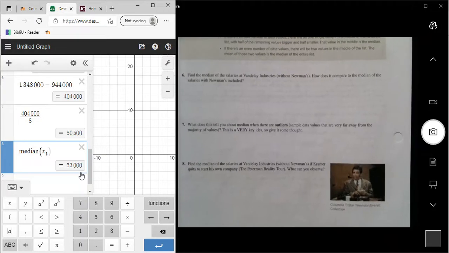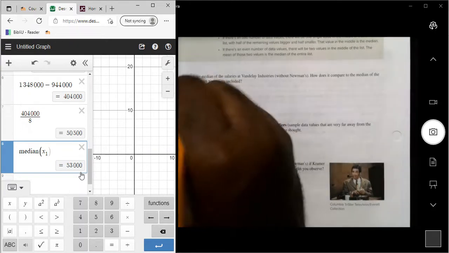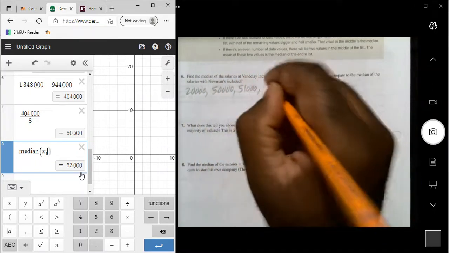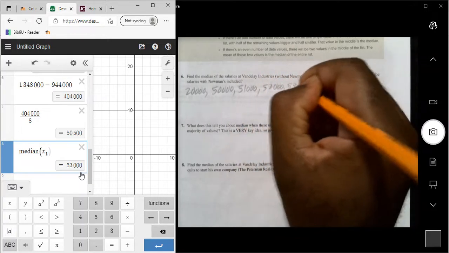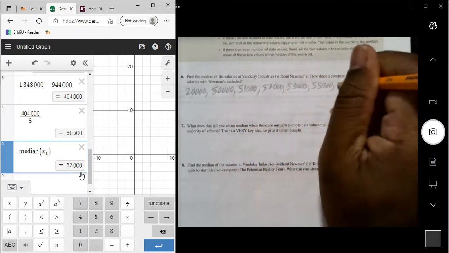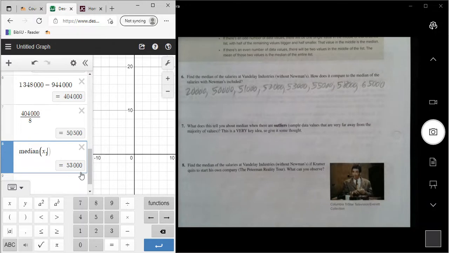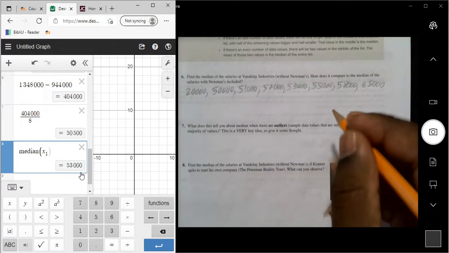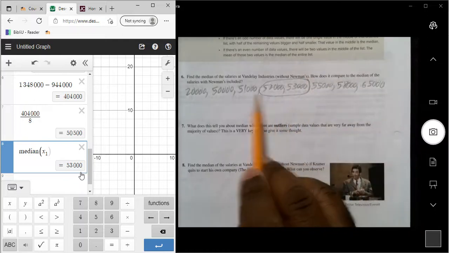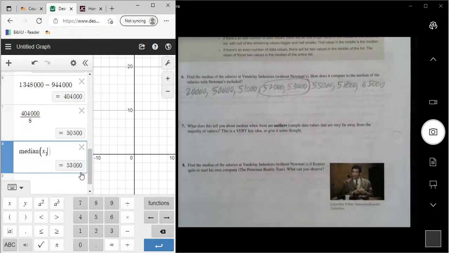Now they ask us to find the median of the salaries without Newman's. So basically, we'll be putting all these values in, the 20,000, the 50,000, 51,000, 52,000, 53,000, 55,000, 58,000, and then 65,000. Okay, now taking what we know, since there's only 8 values here, the two numbers that are in the middle, and how you could tell that is this here. You have 3 values in front of these two numbers and 3 values behind it. So these are the two numbers that are in the middle.